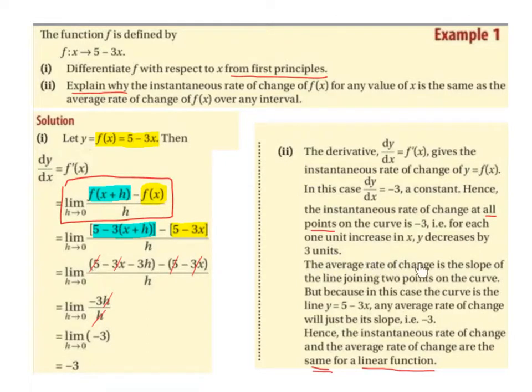The average rate of change is the slope of the line joining 2 points on the curve. But because in this case the curve is the line y equals 5 minus 3x, the average rate of change will just be its slope, i.e. minus 3. Hence, the instantaneous rate of change and the average rate of change are the same for a linear function. So this is important. The instantaneous rate of change and the average rate of change are the same for a linear function.